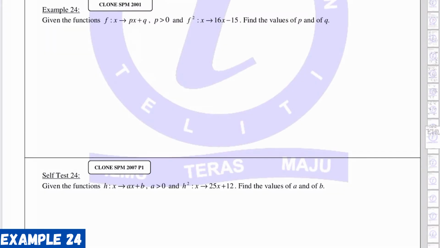Okay, let's move on to example 24. So here we have function f(x) equals px plus q. f(f(x)) is 16x minus 15. Find the values of p and q.